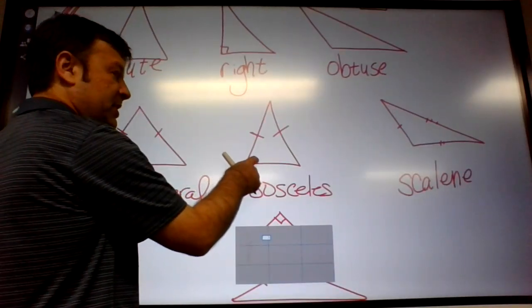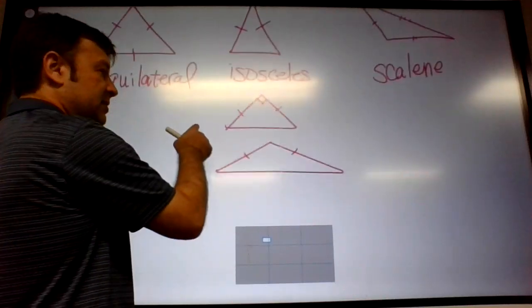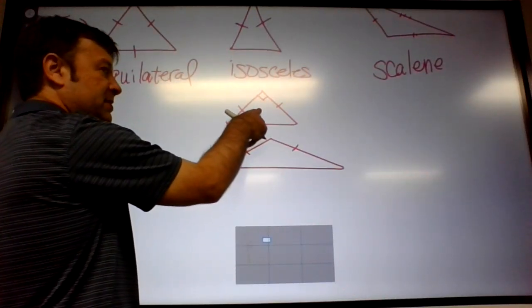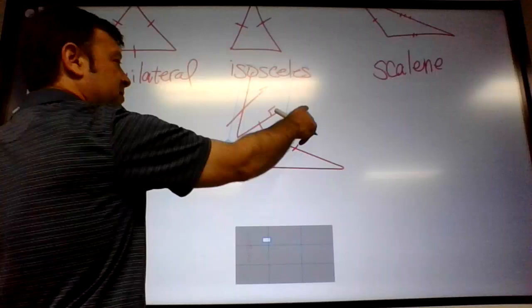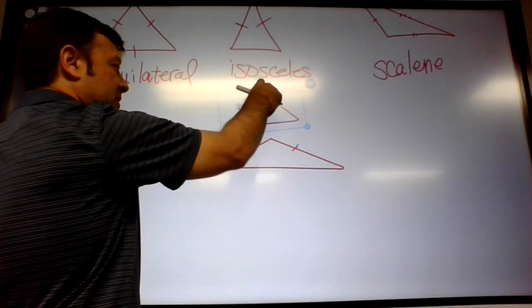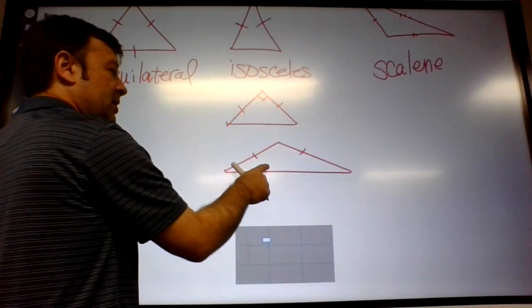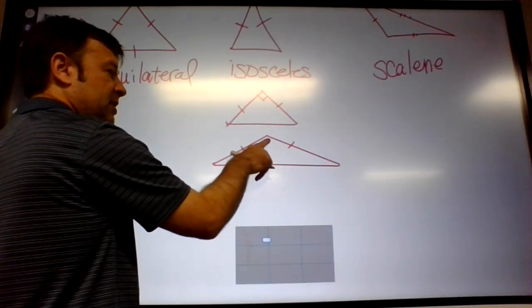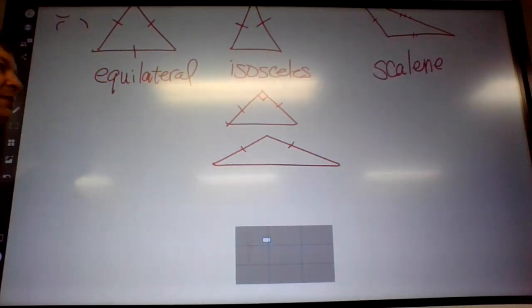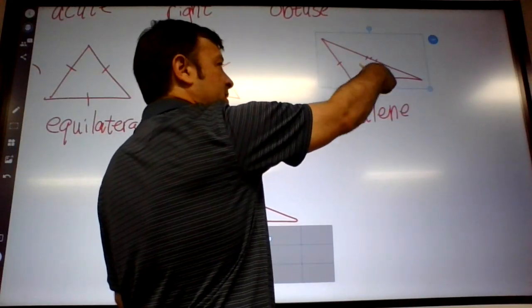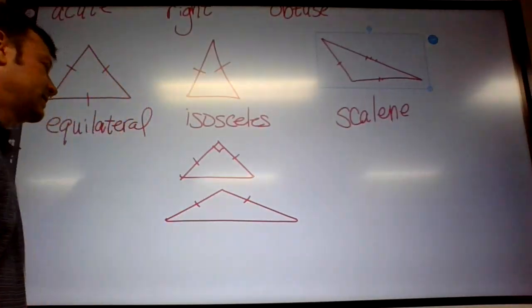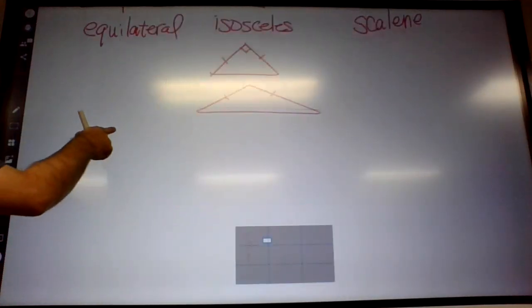Isosceles could be acute isosceles. This is a right isosceles. Okay, and also it could be turned, like it could be going that way. This is an obtuse isosceles. So they can look like a lot of different things. This is an obtuse scalene. So based on both. All right.